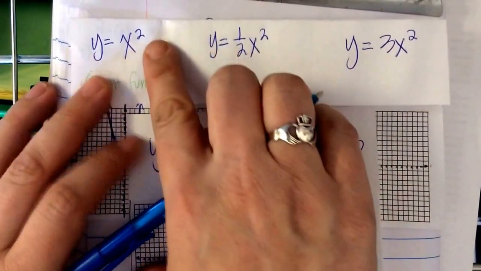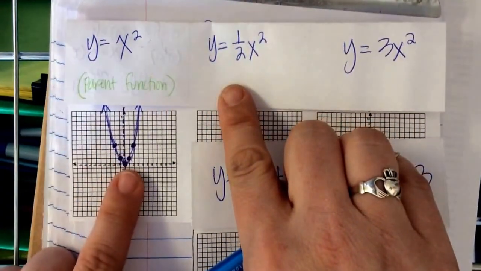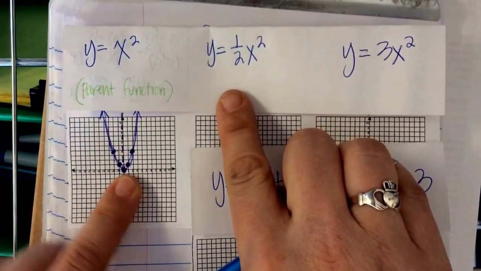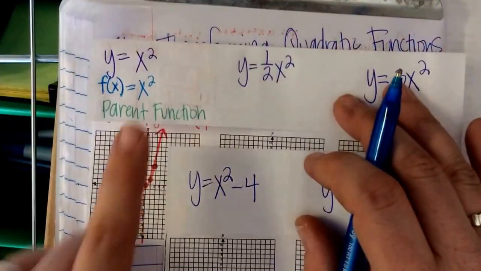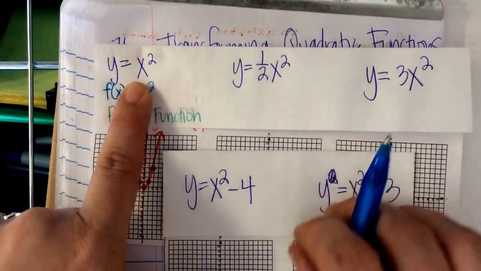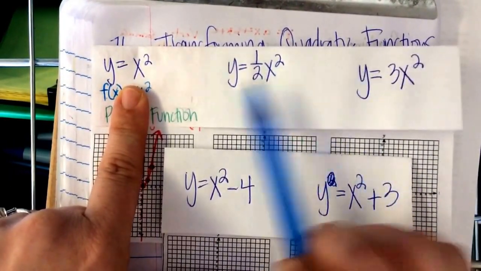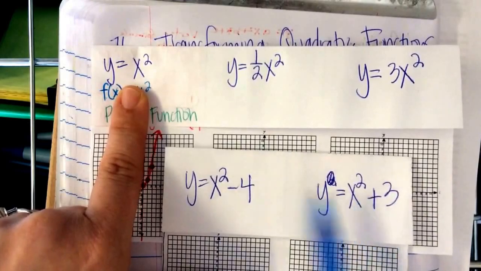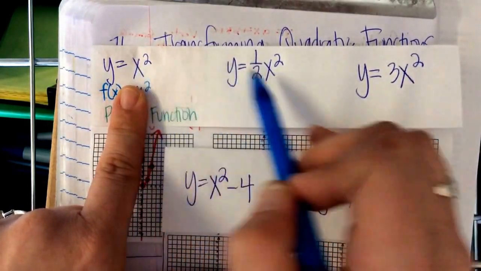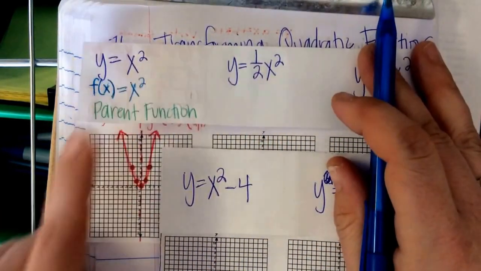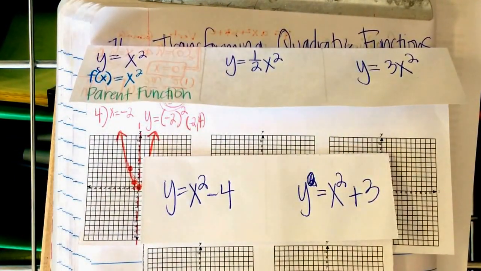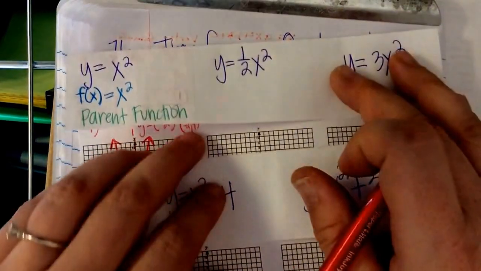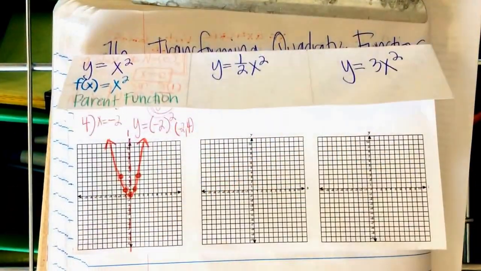So we're starting with the basic function right here. That's not yours. This one is. We're starting with the basic function here, that parent function. What do these changes do to it? How do these numbers affect your function? We can start this one together.